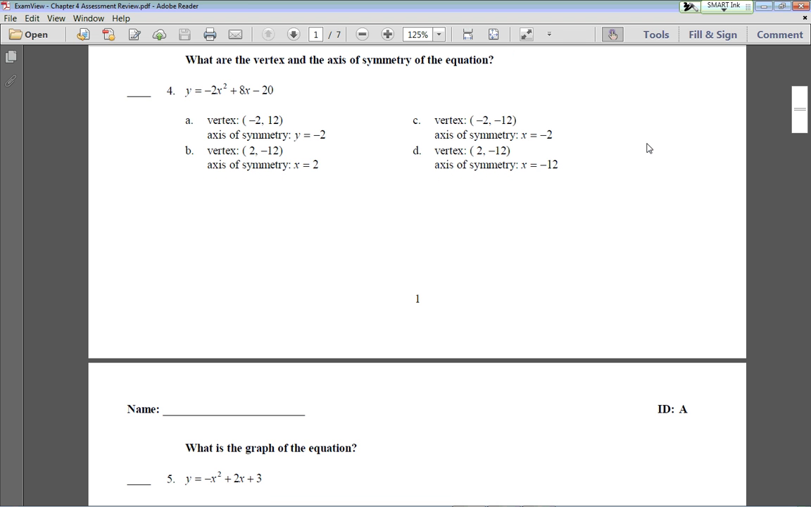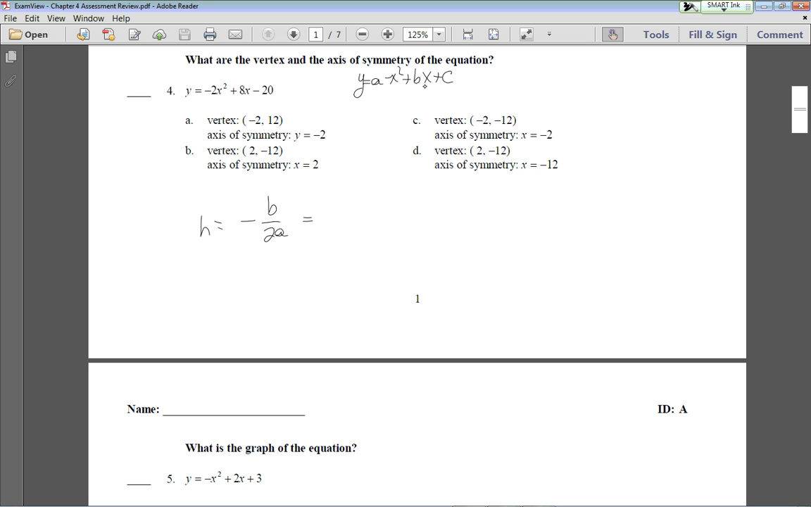What are the vertex and the axis of symmetry of the equation? All right, so when you're given standard form, this is standard form, y equals ax squared plus bx plus c. So we want to pull the vertex and the axis of symmetry out of this. Well, the easiest way to do that is your x-coordinate of your vertex, which is h, equals negative b divided by 2a. So you just have to fill this in.